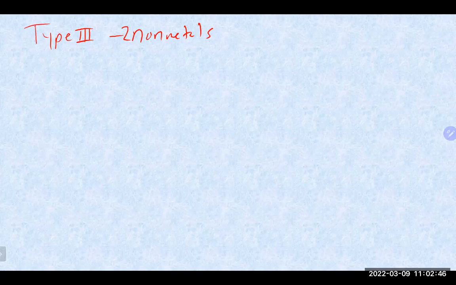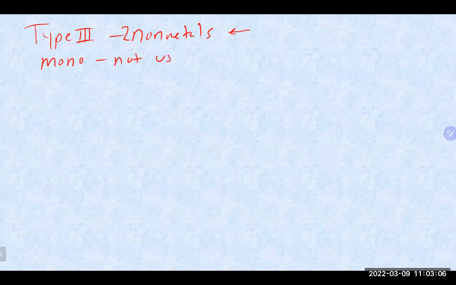The nice thing about these, as we talked about, is that they are pretty simple to do. You pretty much just need to count what's there. You don't have to worry about charges or balancing it out to zero or anything like that. There are a couple of things that we don't do. Again, a reminder that mono is not used on the first name, but it is okay on the second.